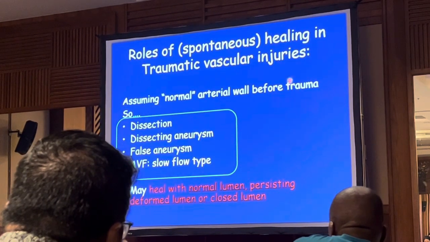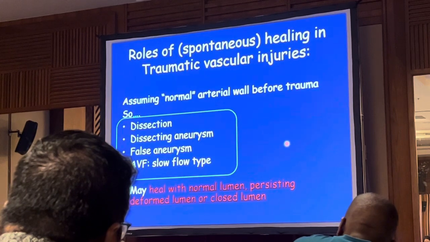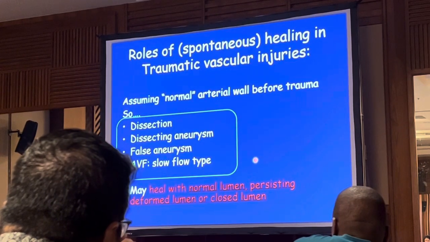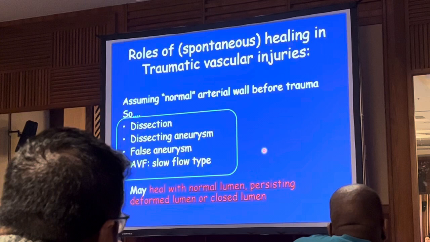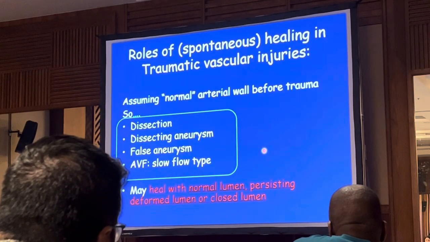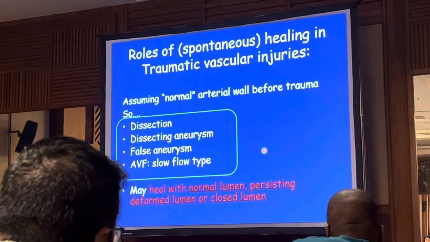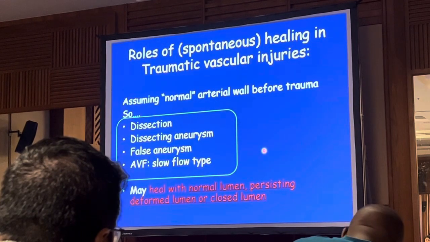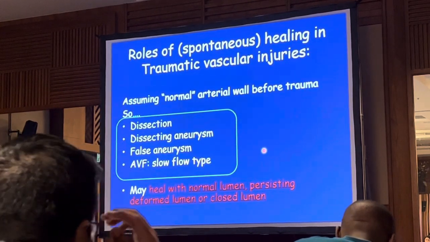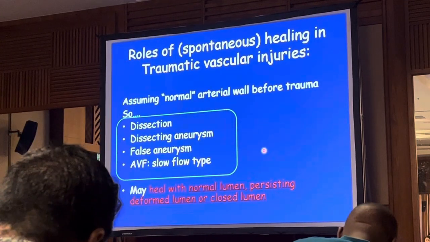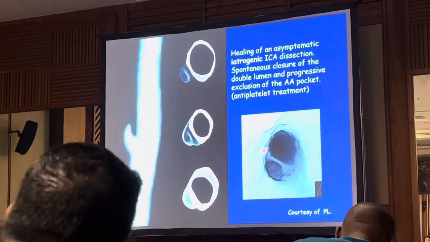Interestingly, there are roles of spontaneous healing in traumatic vascular injury. I have collected not only dissection, not only dissecting aneurysm, but false aneurysm in some cases. When you don't treat it at the beginning, you may see a spontaneous healing approach. Even a slow-flow arteriovenous fistula can be seen.